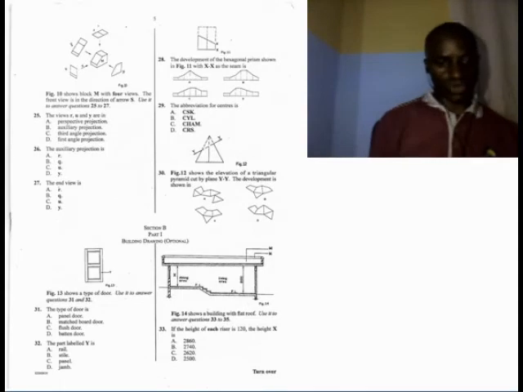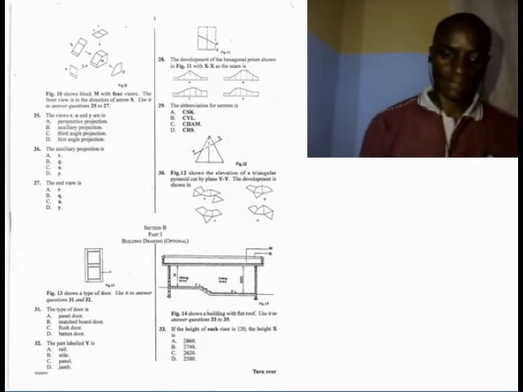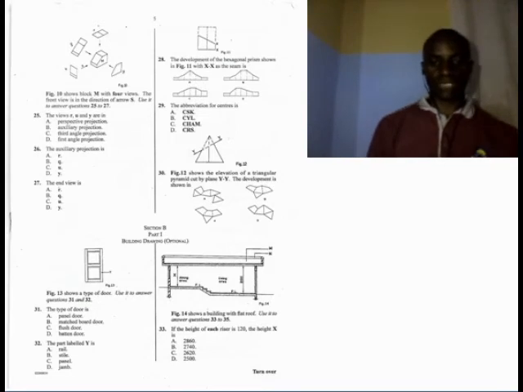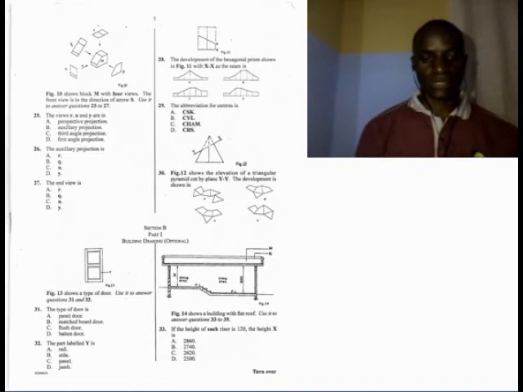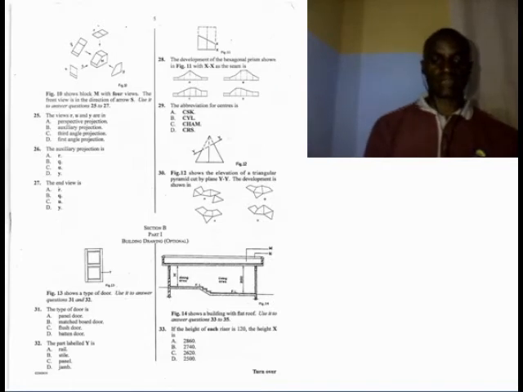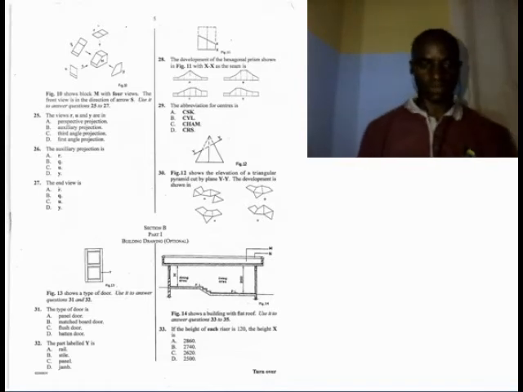Now let's move to question number 28. The development of the hexagonal prism shown in figure 11 with XS as the seam is, the answer is A. B is not correct, C is not correct, D is wrong. The answer is A. That's development for you.